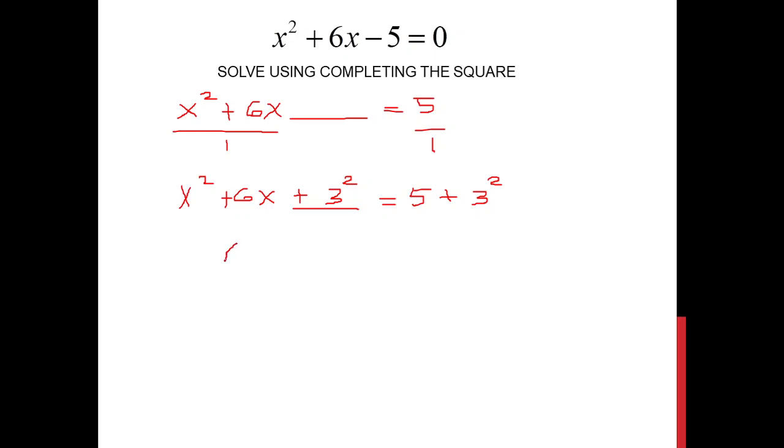Now to simplify that one, all you need to do is get the base of the first term, which is x. Get the base of your last term, which is 3. Since this is addition, just write the plus sign and then square. Equals, on this side you have 5 plus 3 raised to the power 2, which is 9. 5 plus 9, you have 14.